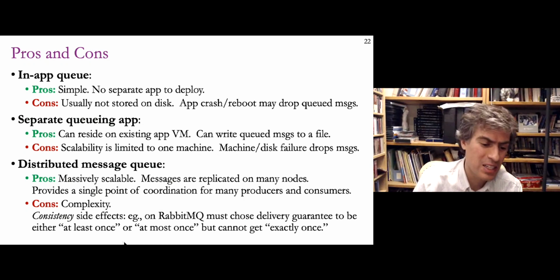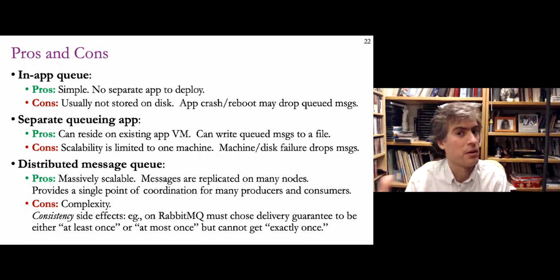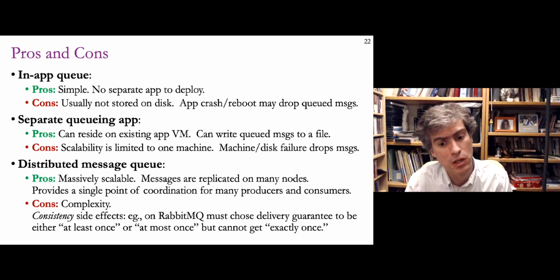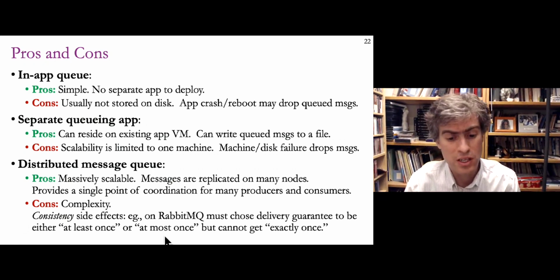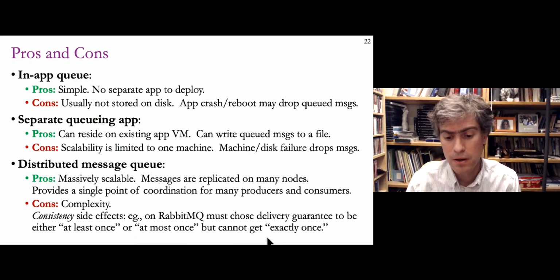So of course, if it's at least once, what that means is that your message could be delivered in duplicate, and depending on what your software is doing, that could be a problem. That could lead to things happening more than once that you don't want. At most once is not good because in a bad situation you could have the message dropped. So that's the consistency trade-off that RabbitMQ gets.